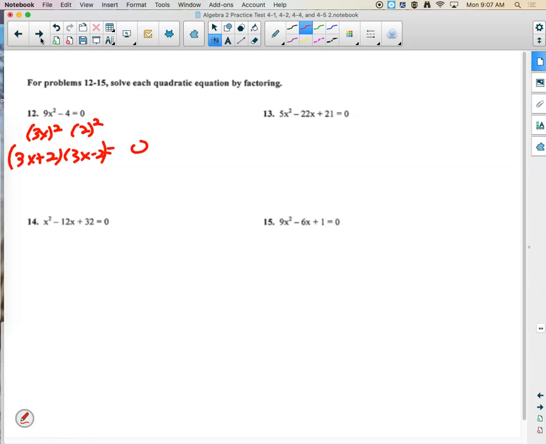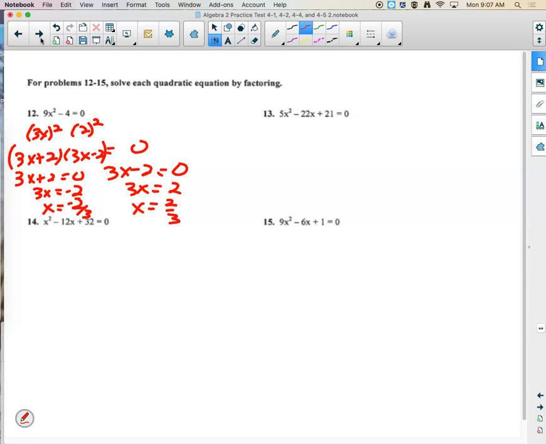But now we're not done. We haven't solved. Remember, if that 0 is there, you have to say 3x plus 2 equals 0, and 3x minus 2 equals 0, and you actually have to find the numbers that would make it 0. So subtract 2 and divide by 3. Add 2 and divide by 3. Negative 2/3 and positive 2/3. Got them.